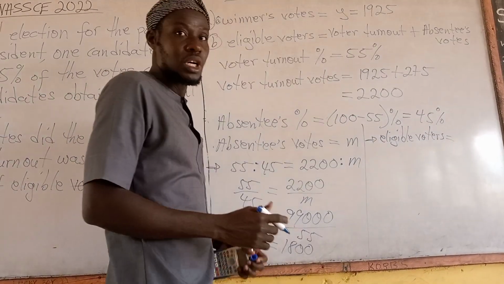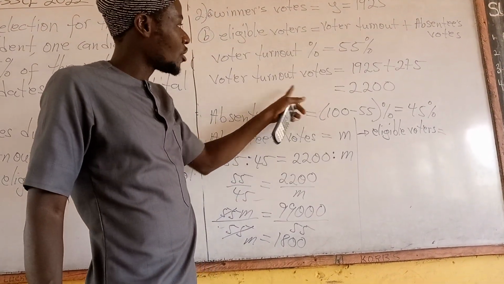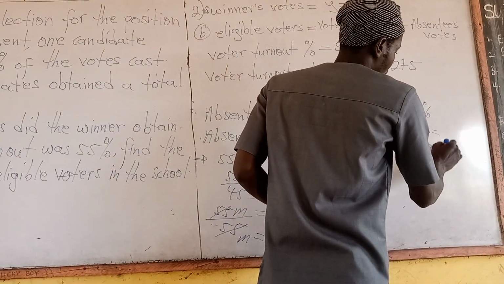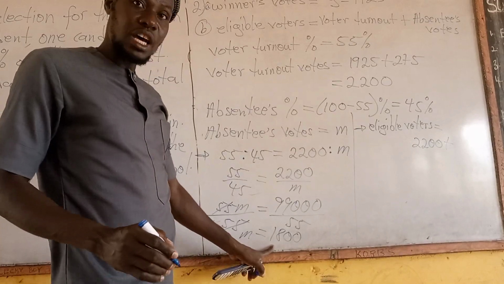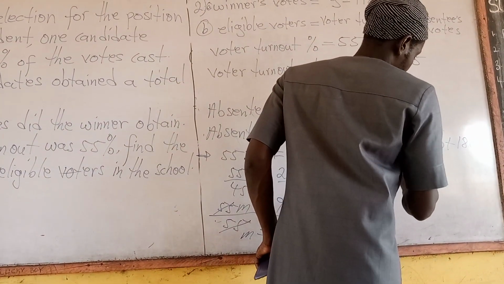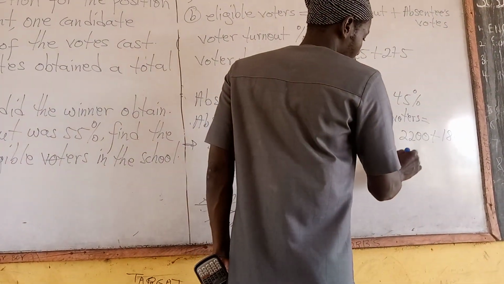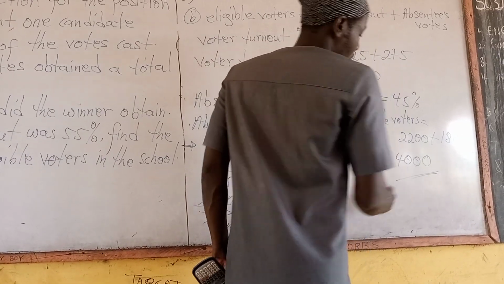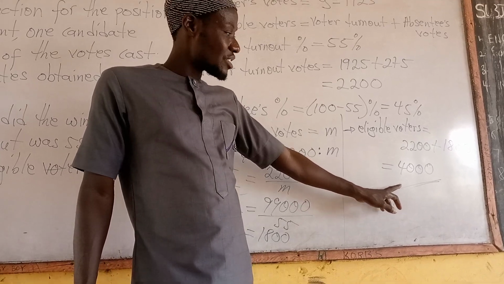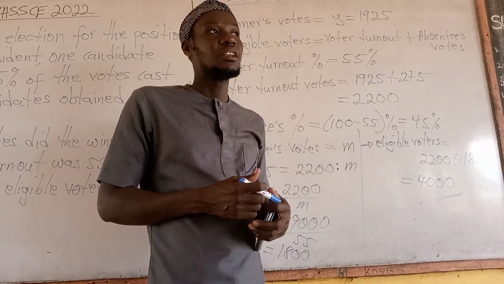So this implies our eligible voters will be equal to the votes of the voter turnout, which is 2,200, plus the absentees votes, which is 1,800. So if you add 2,200 to 1,800, that will give you 4,000. Therefore, the number of eligible voters in the school is 4,000 voters.